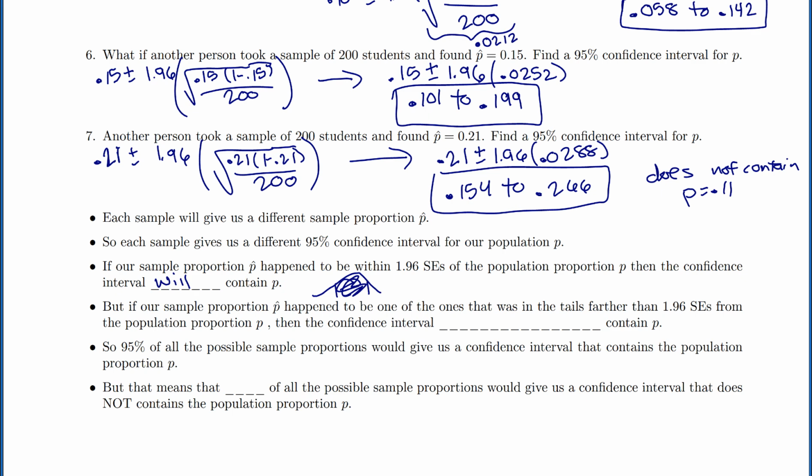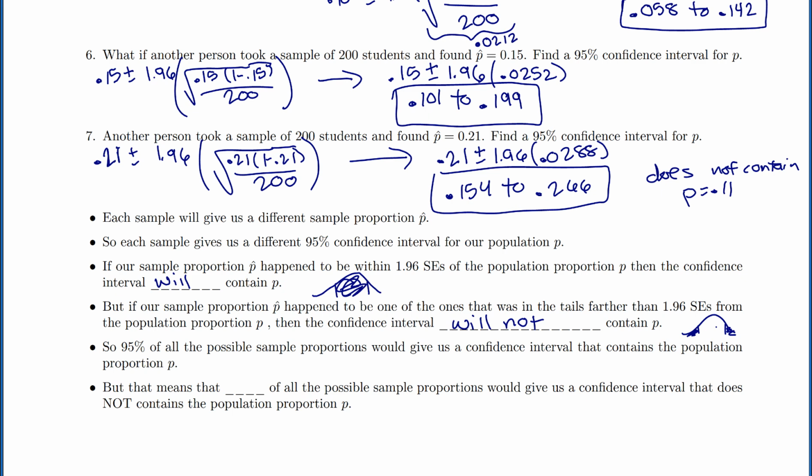But if our sample proportion p hat happened to be one of the ones in the tails, farther than 1.96 standard errors, then the confidence interval will not contain p. So if I pick a sample proportion from the tails, just by bad luck, then its confidence interval is going to be so far away that it won't actually contain p.